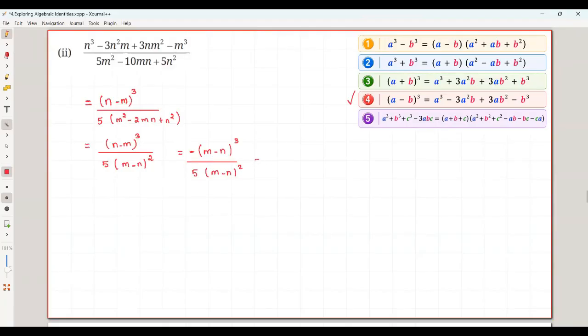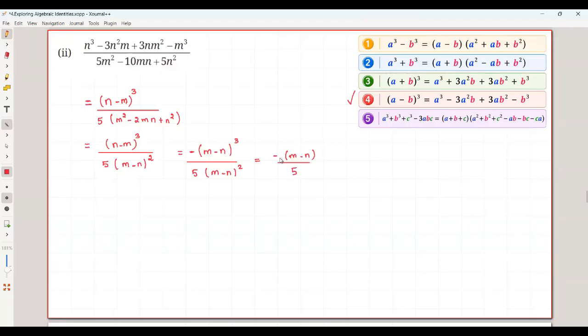So now what can be cancelled? This square and cube get cancelled. This is 2 times, this is 3 times. If I cancel 2 times from 3 times, I'll be left with 1 time, right? So you'll be having minus, m minus n, divided by 5.